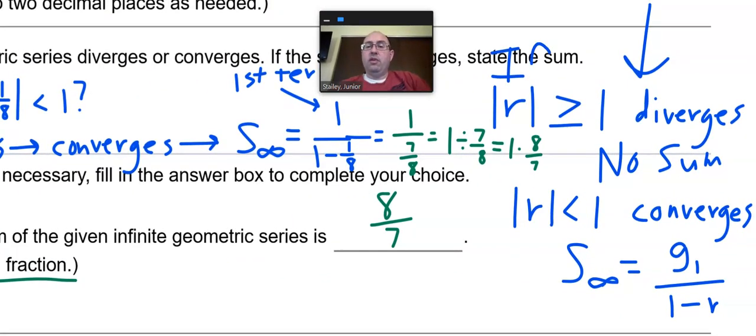Maybe I should put if the absolute value of r is greater than or equal to 1. This is going to cause the terms to get bigger and bigger and bigger. Not good. You can't add an infinite group of numbers when they're all getting bigger. That is what we call, it says it diverges.